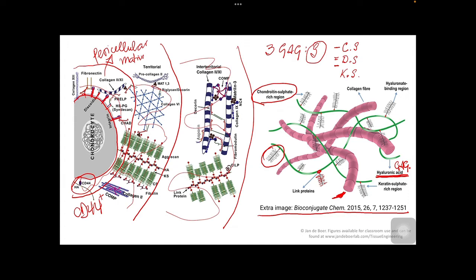And you can see what we call linking proteins, like these red dots. They are basically proteins that are used to connect glycosaminoglycans, the hyaluronic acid to chondroitin sulfate, for example, right? In this case. So it's quite complex.